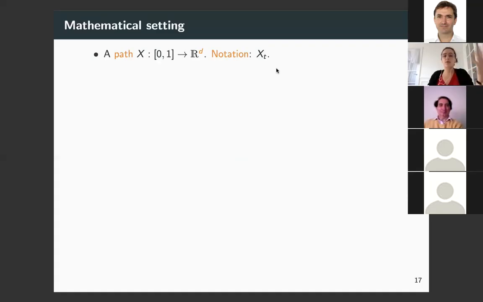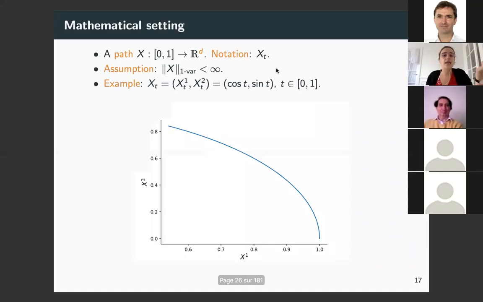So as I said before, everything begins with a path, which I denote X_t, and I will assume that it is of bounded variation, so it has a finite length. And so what's a path? For example, a simple path is (cos t, sin t) on [0, 1]. I can represent it like this: the x-axis is the first coordinate and the y-axis the second one. So this is the path.